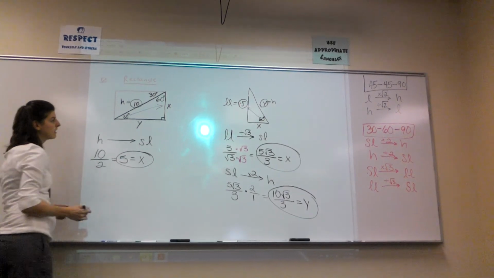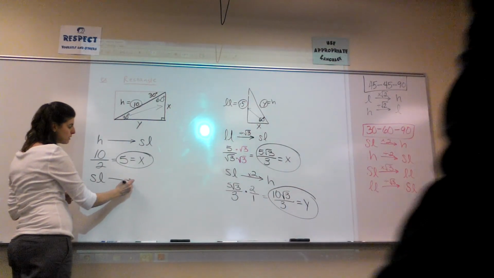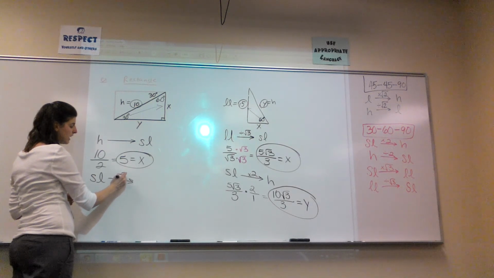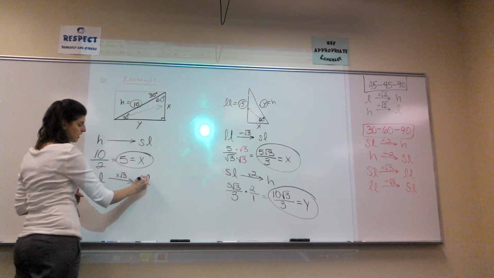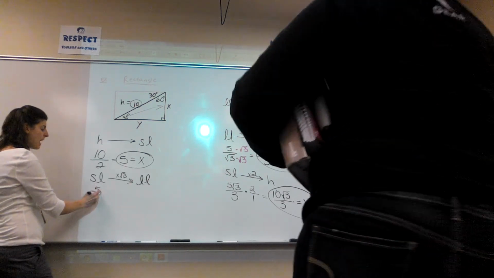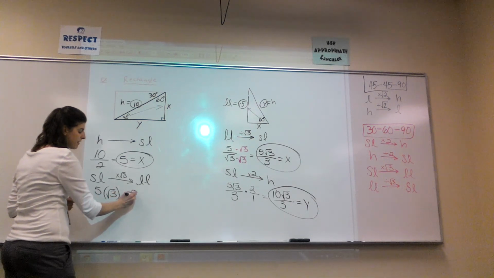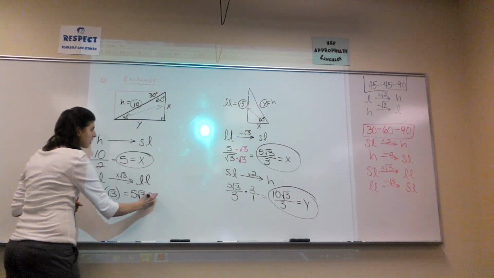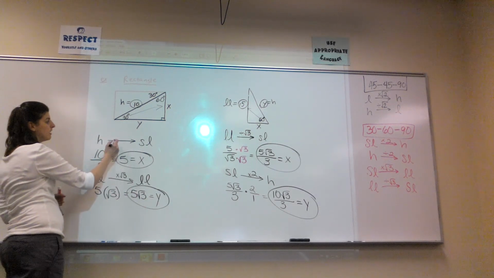All right. Then I need to find the long leg. The long leg, I need to find with the short leg multiplied by the square root of 3. Okay, so you're going to take 5 and multiply by the square root of 3 to get 5 times the square root of 3 for the long leg, which is Y. And that's done. Okay?